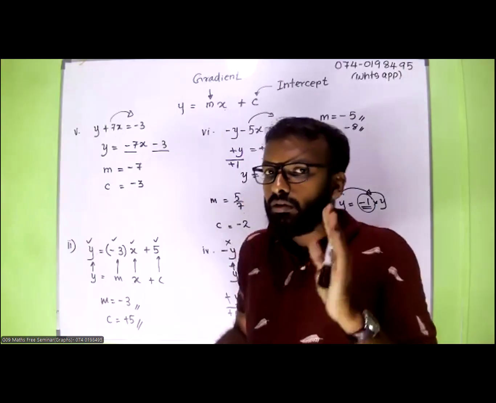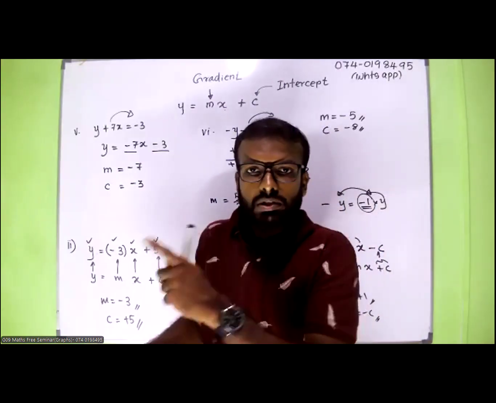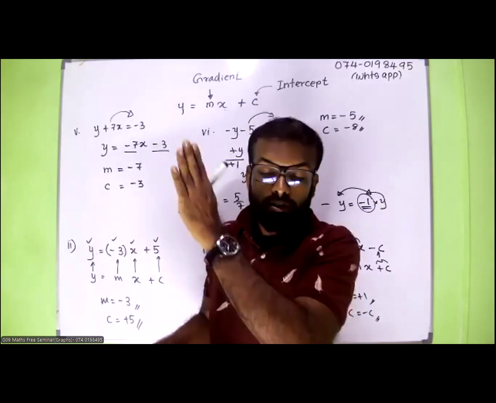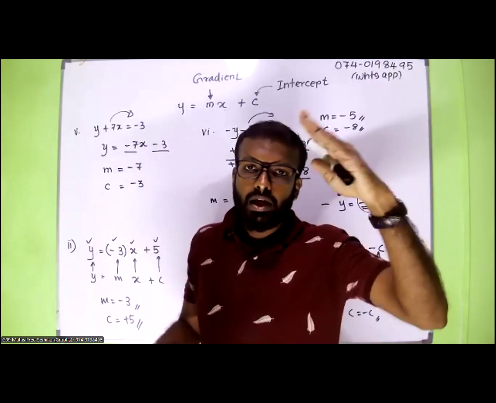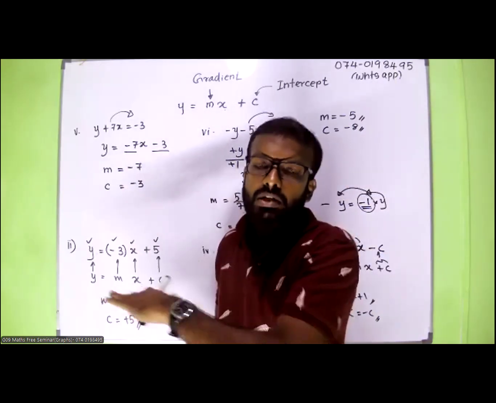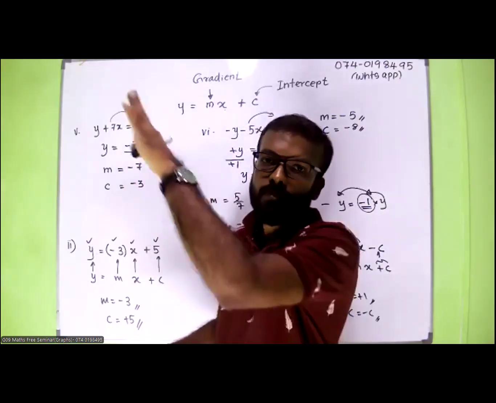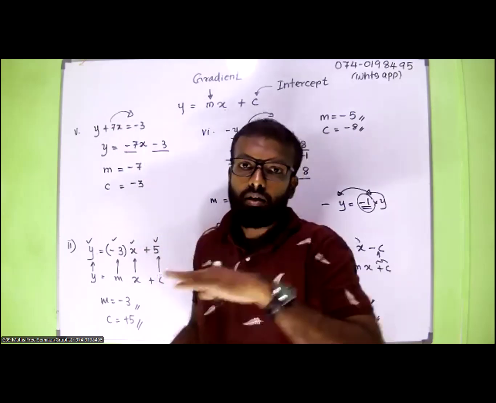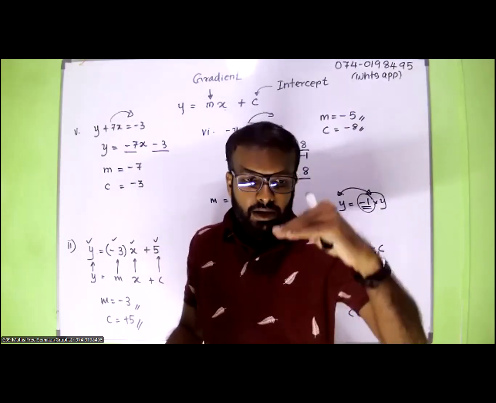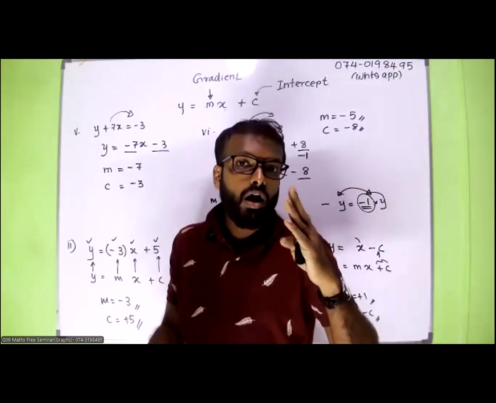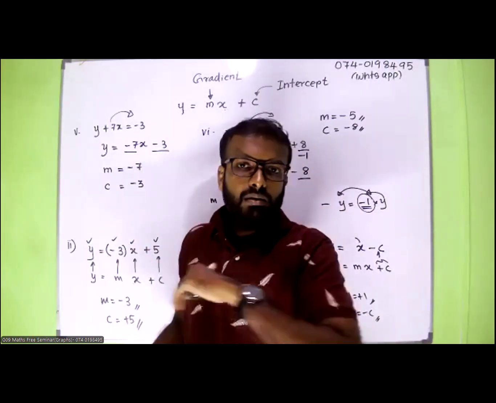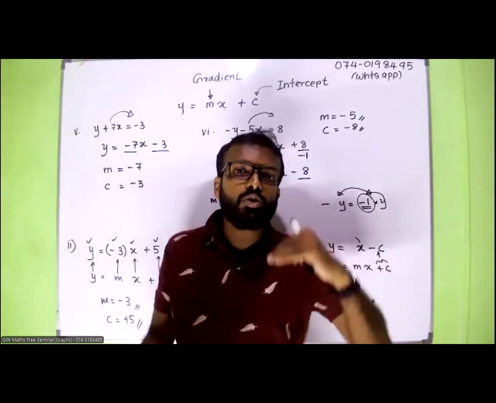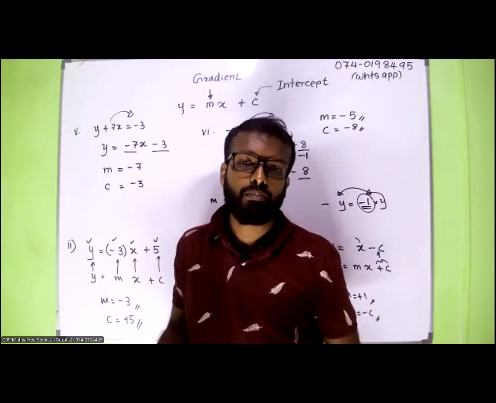So for an example, when m equals -2, c gets something like 1. Then c differs, c equals 5, but m remains -2. c equals 10, m is -2. c equals 12, m is -2. Each and every time m remains the same value, but c differs. Those lines are parallel to each other because m remains the same.